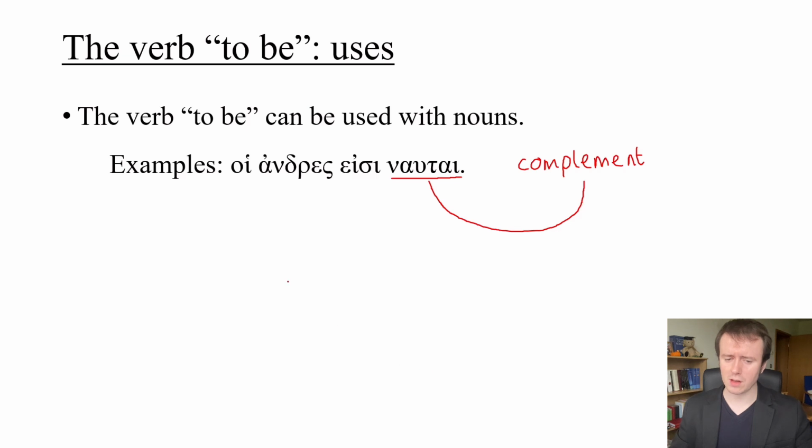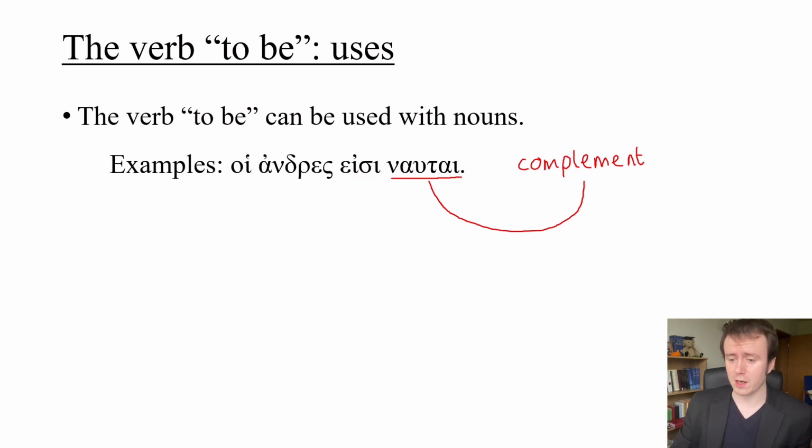Now, a Greek sentence that uses the verb to be need not be in the English word order like this. You could have hoi andres nautai and then put eisin at the end. And yet, nautai would still be the complement because it's the thing that completes the verb to be. In our translation, it will follow the verb to be, even if it doesn't necessarily follow the verb to be in the Greek word order.